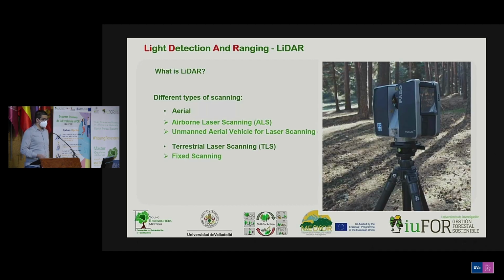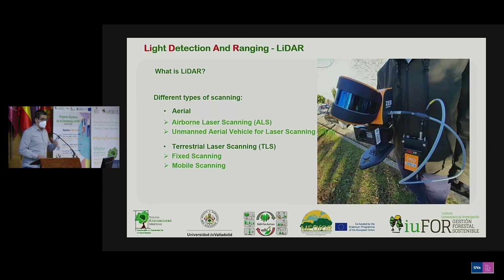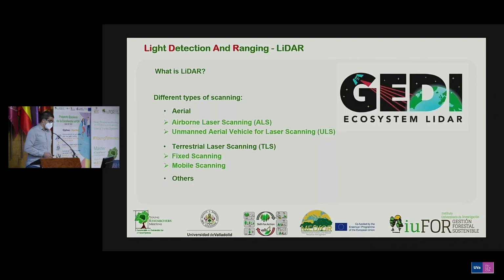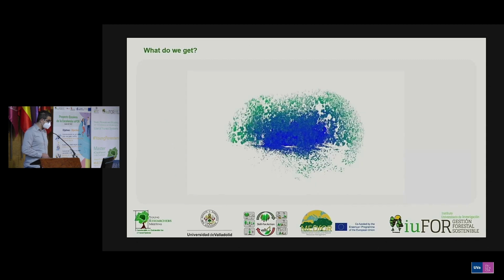Terrestrial can be a fixed scan or a mobile scan. Each way of scanning has a slight difference, of course. Some are more expensive, some cheaper, and some can cover large areas, others small areas but with high density points. And also, it's possible to get LiDAR data from space.